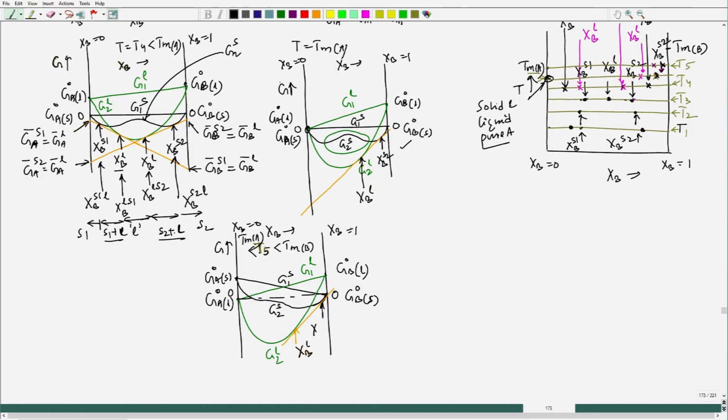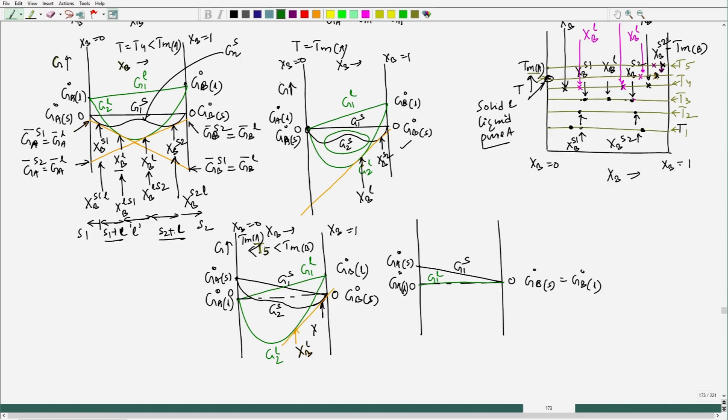Now, gradually as I go to T equal to Tmb, so then at 0, this is G B naught solid which will be equal to G B naught liquid, and here G A naught liquid and this point would be G A naught solid. So, we will have a plot like this. So, this is G 1 solid, this is G 1 liquid.